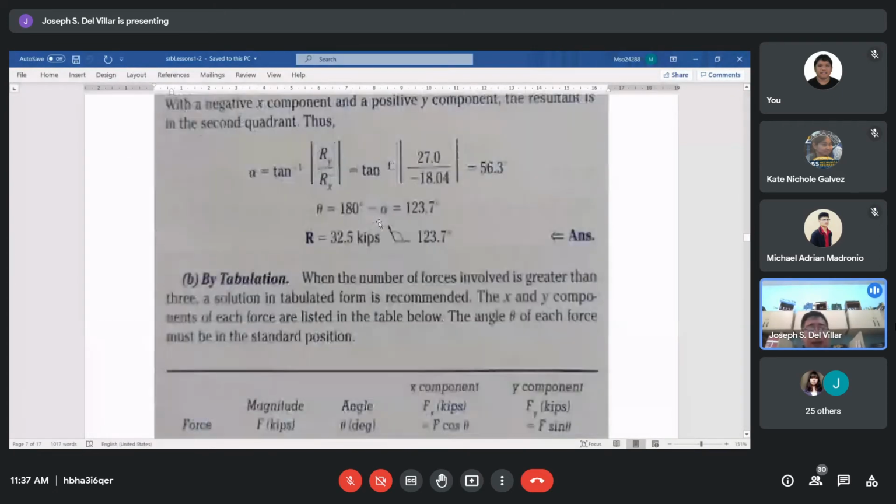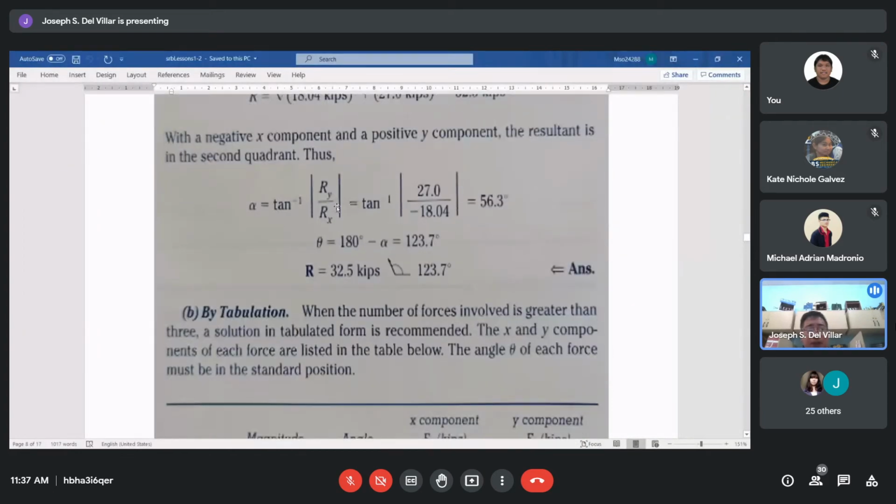Now, when we get the angle, arctangent of Ry over Rx, 56.3 degrees above the negative x. Kung standard angle, ito siya, 123.7. But we do not make use of this. Ito yung mas gusto ko, yung acute angle, so that we will be dealing only with smaller angles. So 32.5 kilopounds, 56.3 degrees above the negative x-axis. Should be that description, no?